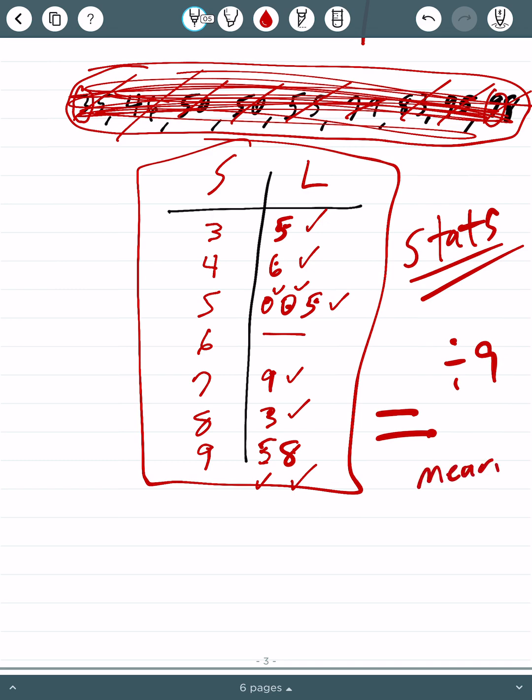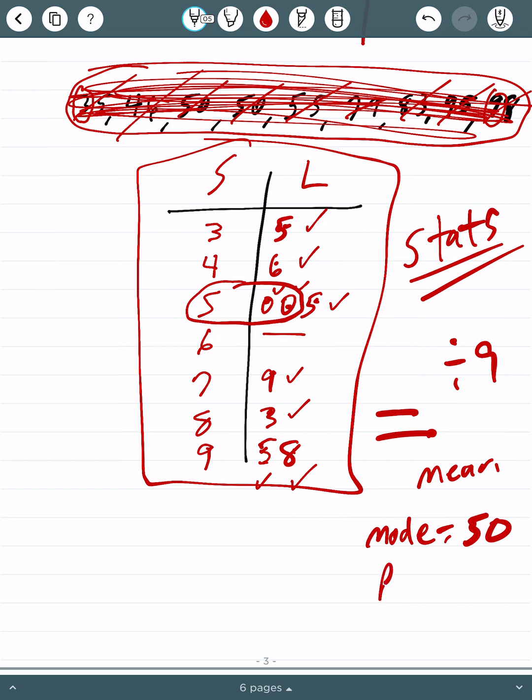If it asked you for a mode, look here, which number occurs the most often? Well, I see 2 50s. And do we have 2 of anything else? I don't think so. I'm going to double check. I do not see anything. So the mode is 50. See, there's 2 of them.